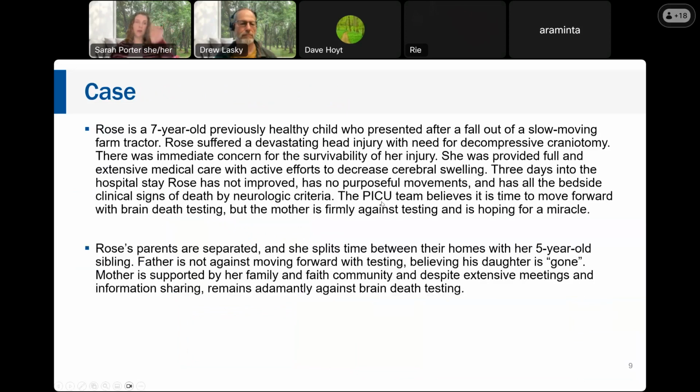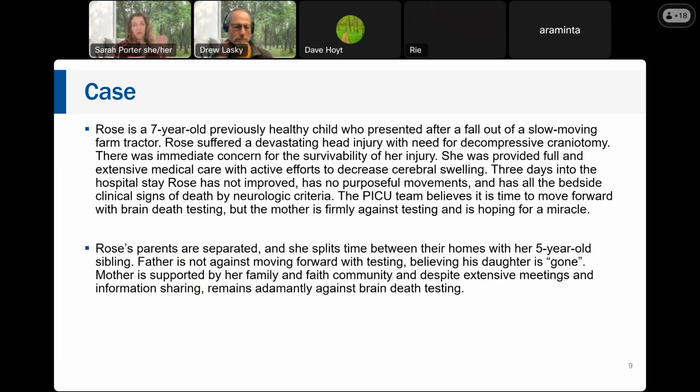There we go. Okay. So back to the case of Rose. This will be the third time you've heard it, but as a reminder, Rose has unfortunately fallen out of a slow-moving farm tractor, has all the clinical signs at the bedside of death by neurologic criteria. We're about 72 hours in. The team's given the window to make sure that there's no signs of recovery, and the team now wants to progress to testing for death by neurologic criteria.